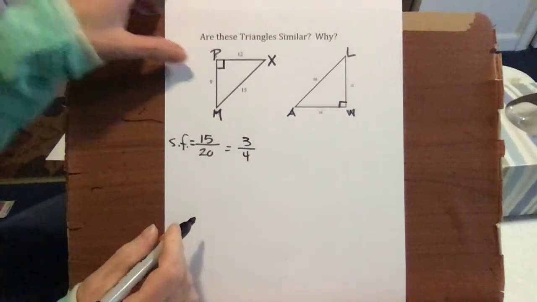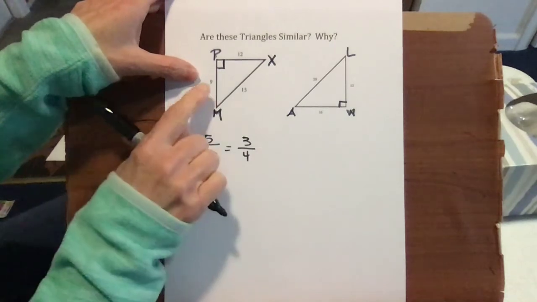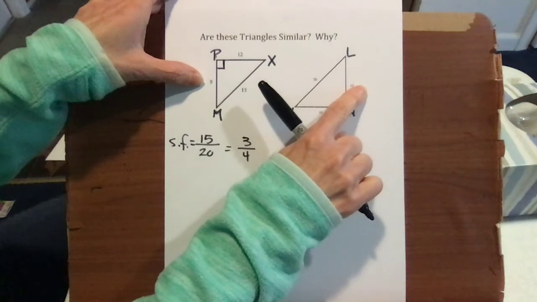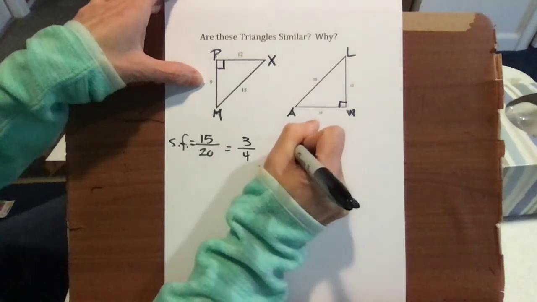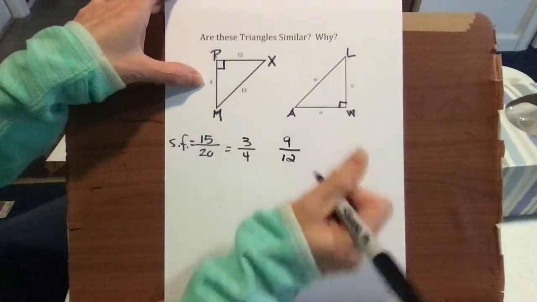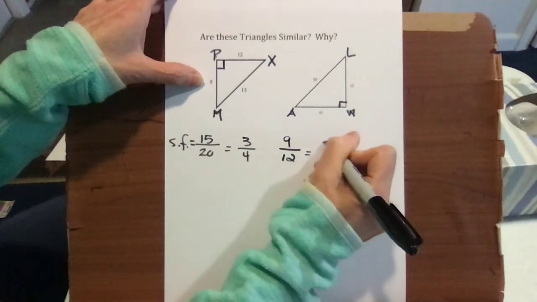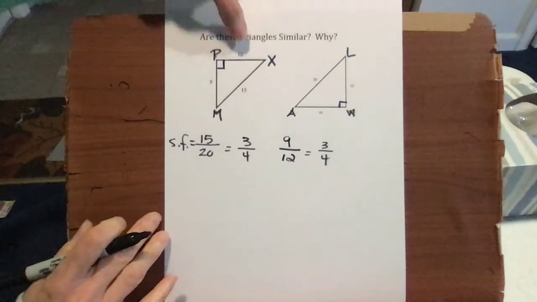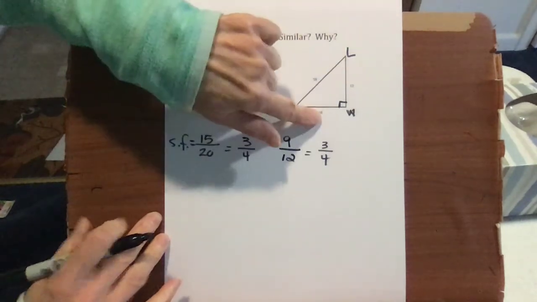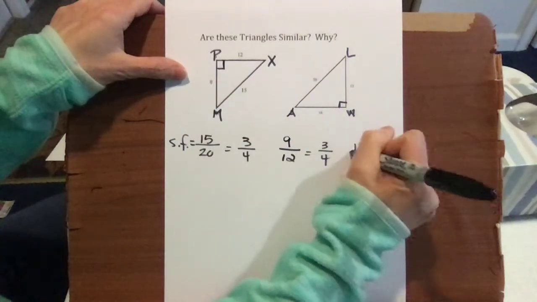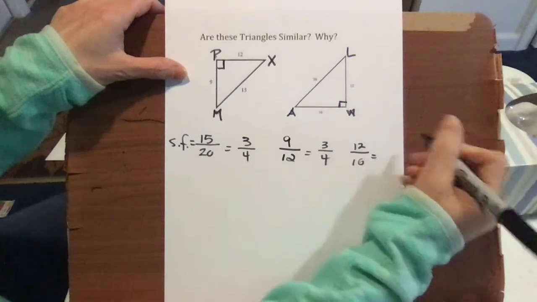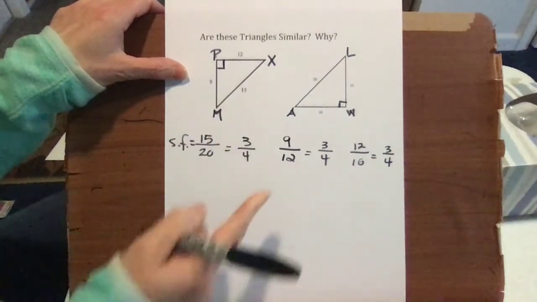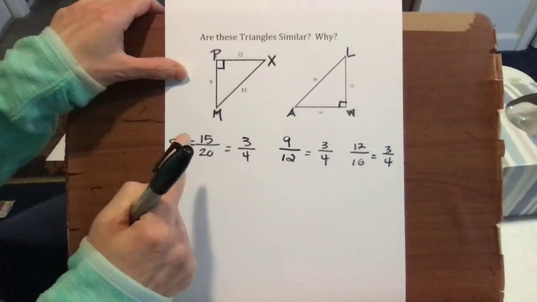So let's check them out. We have to do every side now. Our smallest side is 9. Our smallest side here is 12. So 9 has to correspond to 12. So 9 to 12 is going to give us 3/4 also. So far scale factors are good. And then our middle side is 12, and our middle side is 16, so 12 to 16. And when we reduce that by 4, we're going to get 3/4 also. So that means that our sides are in proportion.